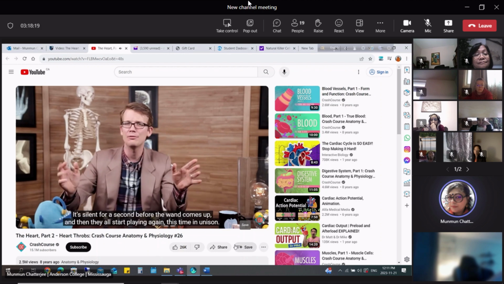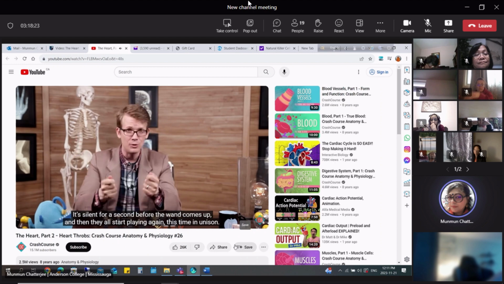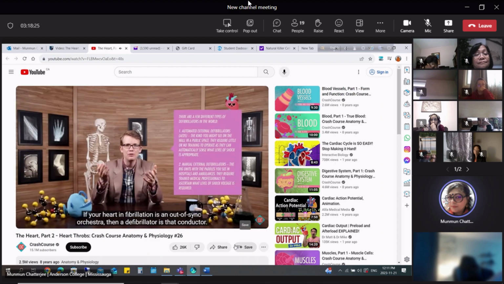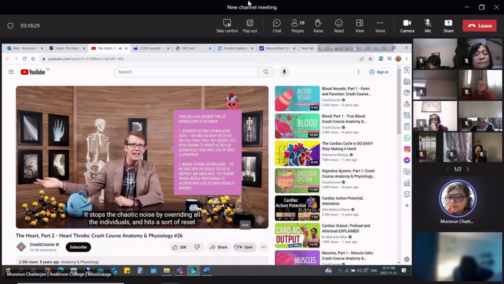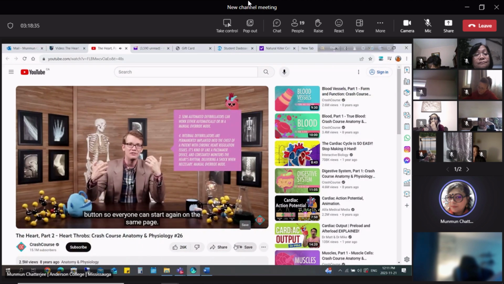It's silent for a second before the wand comes up, and then they all start playing again, this time in unison. If your heart in fibrillation is an out-of-sync orchestra, then a defibrillator is that conductor. It stops the chaotic noise by overriding all the individuals and hits a sort of reset button, so everyone can start again on the same page.